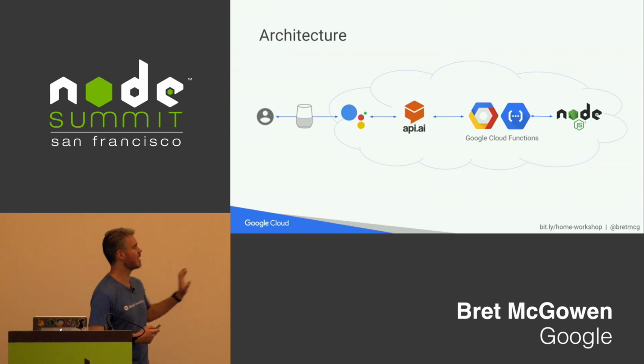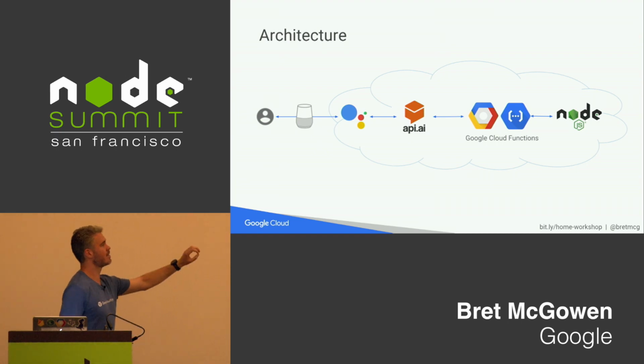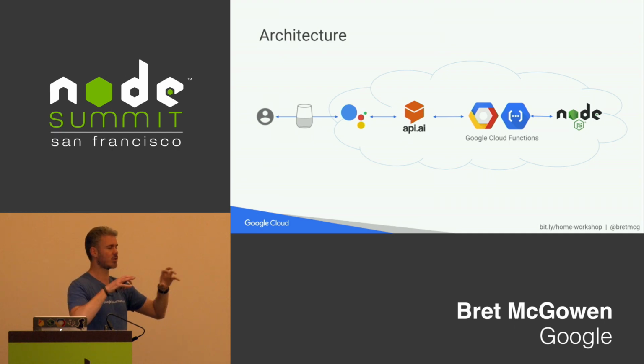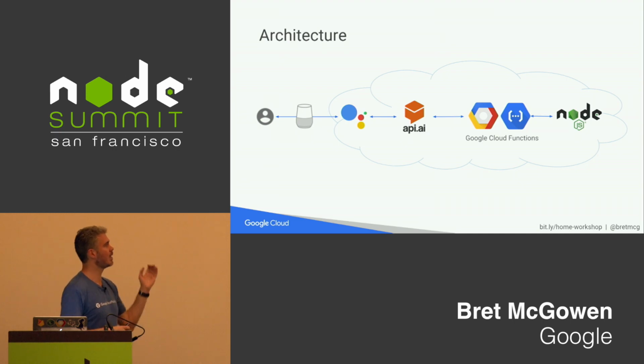So here's what the entire flow looks like. As a user, I talk to my home device, which is going to pass that along to Google Assistant. Google Assistant is going to determine, is this something it knows how to do, or does it need to hand control off to your custom action? If it's your custom action, it will hand over to API.AI, which will parse all of the strings into the appropriate commands and map it to specific intentions. And then it will call your Node server running somewhere, in this case in Google Cloud Functions.